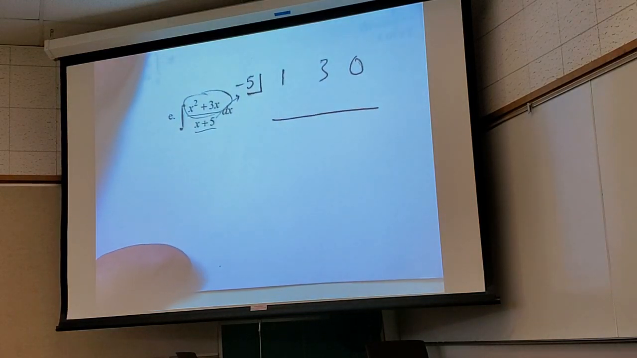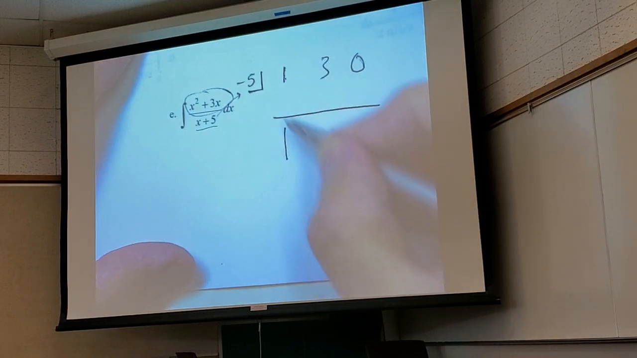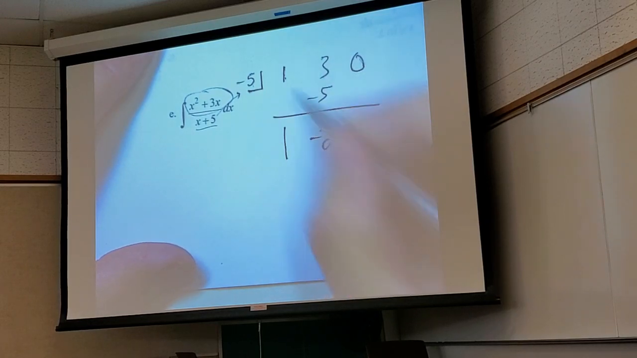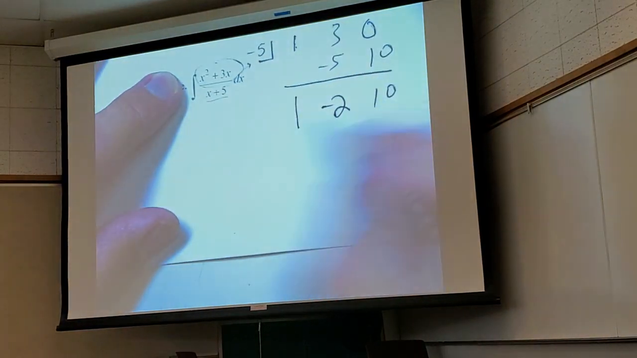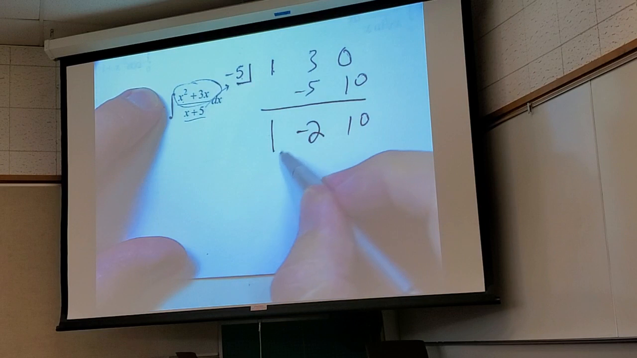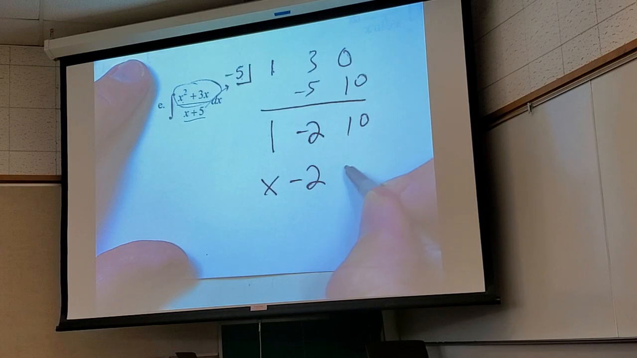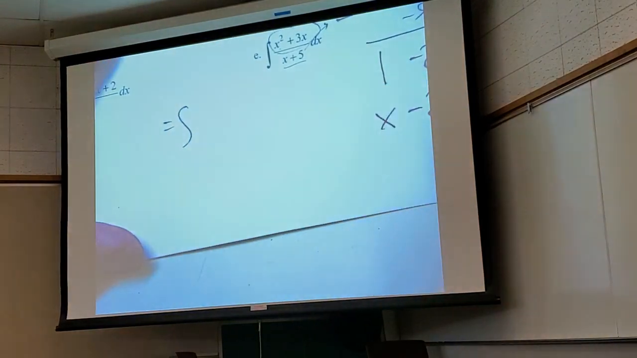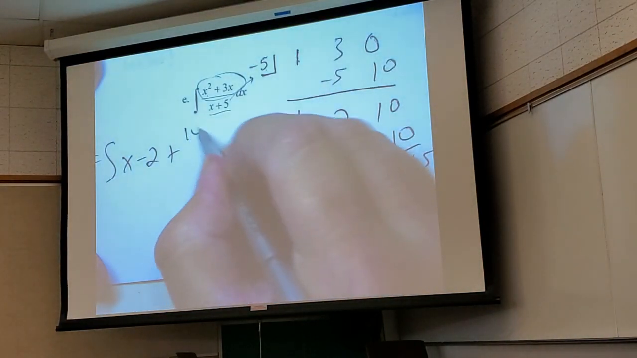All right, and then how does this work? One comes down. Multiplied by -5. -5 times 1 is -5. Okay. Add it. Multiply again. Multiply -5. Add it. So what does this mean? It was x squared plus 3x, and I divided by essentially x plus 5. And now this is 1x minus 2 plus 10 over x plus 5, right? So let's rewrite this integral. So this becomes the integral of x minus 2 plus 10 over x plus 5.